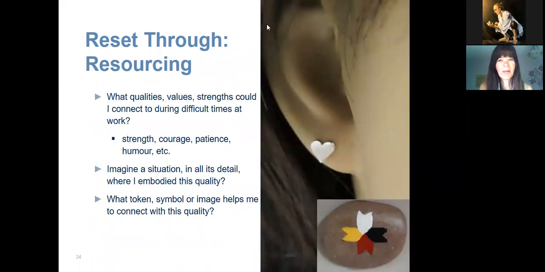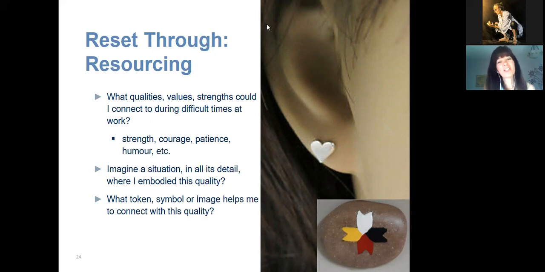So here is my little quirky thing that I do, so all of you can see how quirky I am. But resourcing I find hugely helpful. So that's knowing what's important to me, the qualities that I want to bring into my work. And so for me, hearts really represent that compassion. I have heart earrings in my ears now.